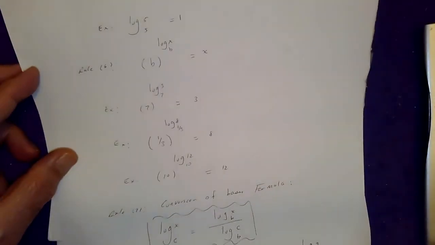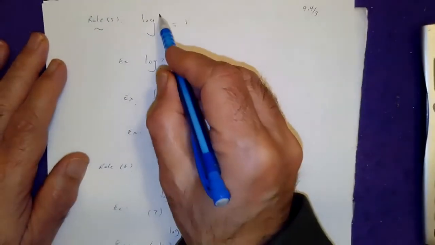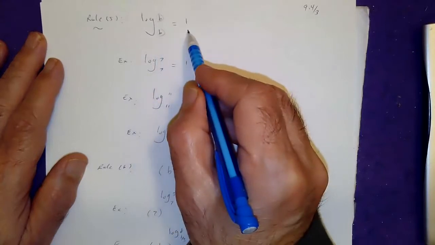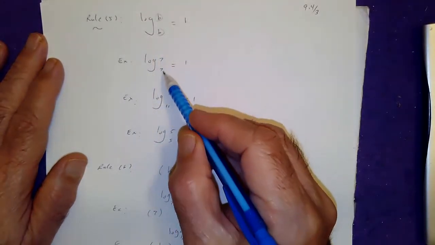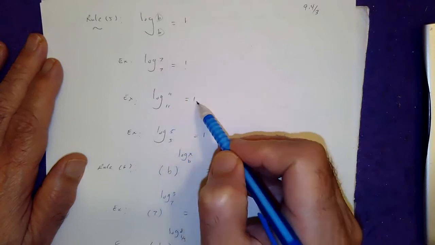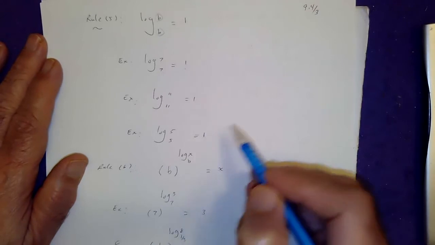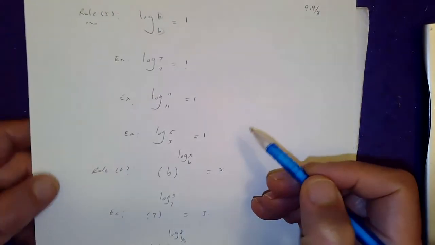Okay. Rule number 5. If the logarand matches the base, then the answer is 1. For instance, log of 7 base 7 is 1. Log of 11 base 11 is 1. Log of 5 base 5 is 1. Log of 10 base 10 is 1.